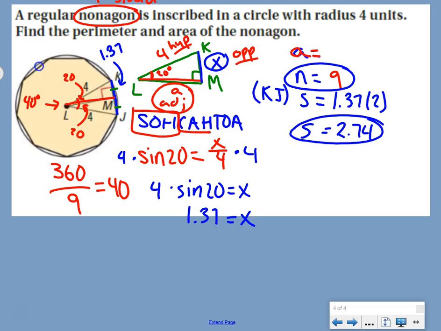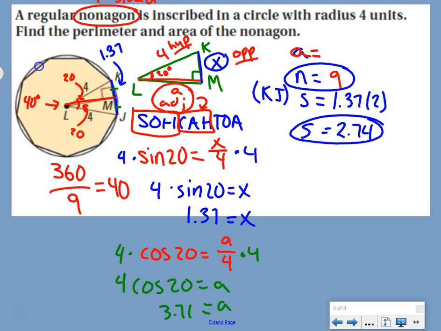So to do that, we're going to need to use our cosine ratio. So cosine of 20 is equal to our adjacent side A over our hypotenuse 4. Multiply both sides by 4 to get A by itself. And we get 4 cosine 20 is equal to A. Use your calculator to get an approximation for A, and that's going to be 3.76.